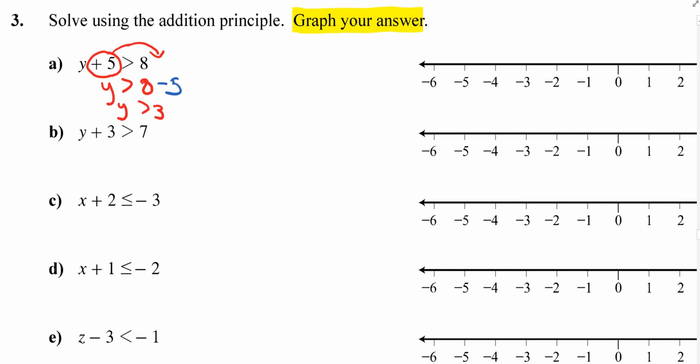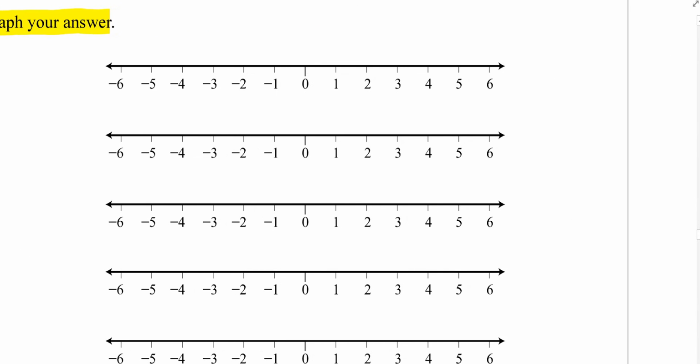Okay, so y greater than 3, I just need to go to my graph here. Here's 3. If I'm greater than 3, I just shade to the right-hand side, and that should take care of it.